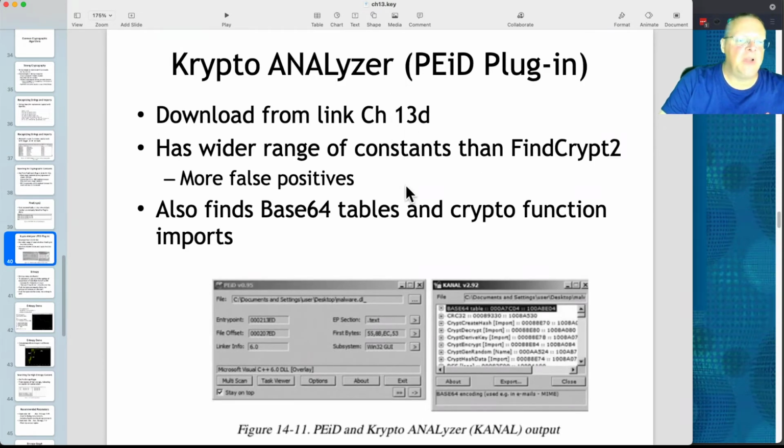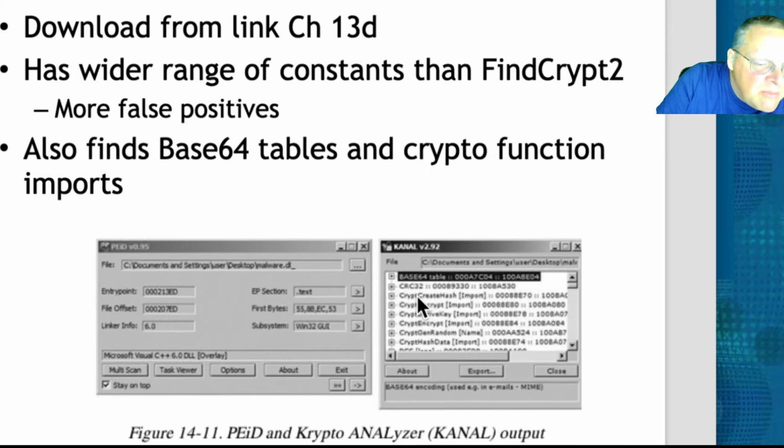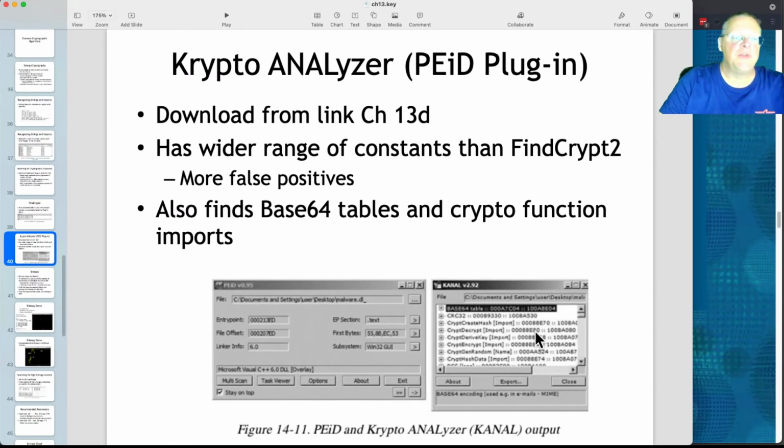Here's another plugin that has a wider range of constants and might find more things. So here it's finding Microsoft Crypt calls, CryptCreateHash and so on, base 64 and CRC32. So it's another tool, a PEiD plugin, that looks for these constants.